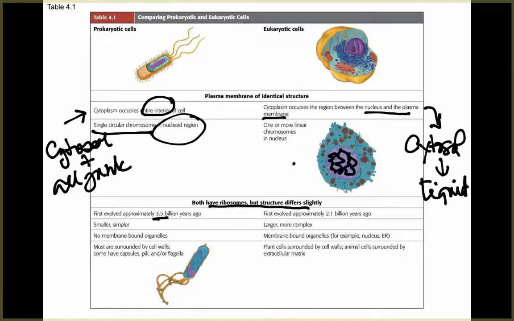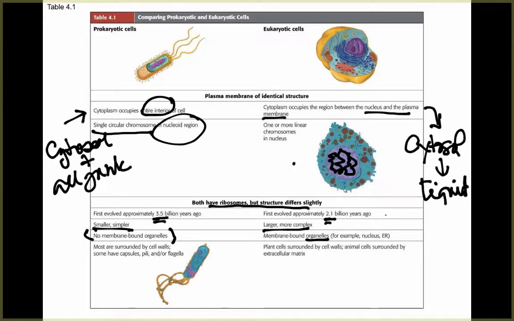These are known to have evolved, they believe, about 3.5 billion years ago in prokaryotes, and they come before the eukaryotic cells. And we're going to talk about the endosymbiotic theory of cell formation a little bit later. Prokaryotes tend to be smaller and just simpler in nature, and essentially eukaryotes are going to be more complex. There are no membrane-bound organelles in prokaryotes, which we know there are in eukaryotes, things like the nucleus or the rough endoplasmic reticulum or the mitochondria.